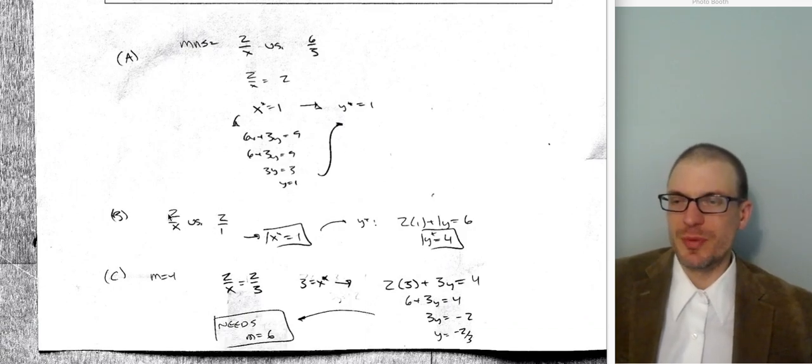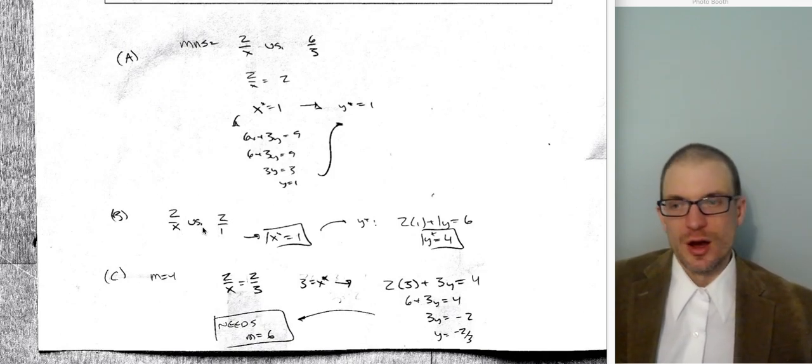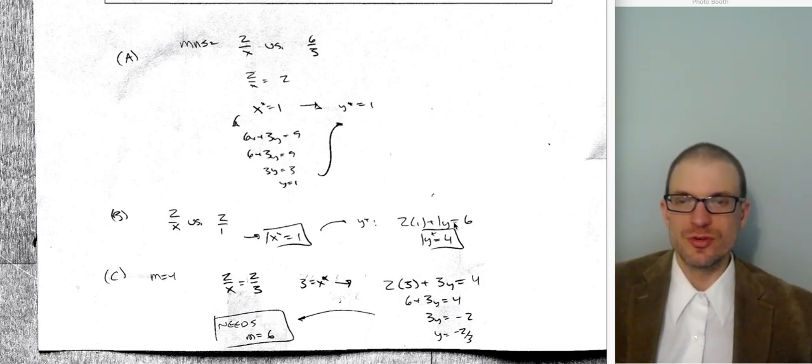Part B, let's compare 2 over x. That part doesn't change. The MRS stays the same. The price ratio changed to 2 over 1. Owen still wants 1 unit of good X. 2 times 1 is 2. 6 less 2 is 4. And then Owen's going to demand 4 units of good Y.